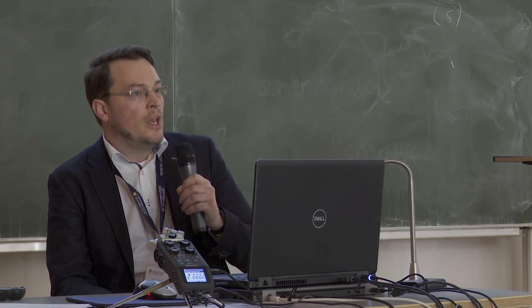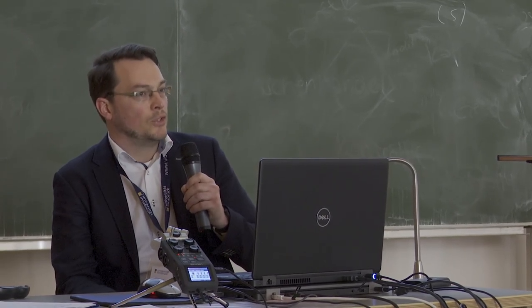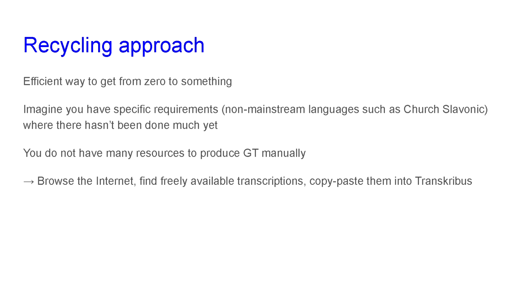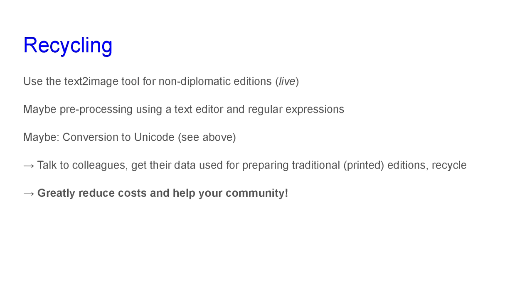And what do you do if you do not have many resources to produce large amounts of ground truth manually? I suggest you just browse the internet, look for already available digital editions, and recycle this data: download the images and copy-paste the transcription into Transkribus and use it for model training. You might also want to ask your colleagues if they would like to send you Word files and digital images of traditional editions. This is what happens in my field all the time.